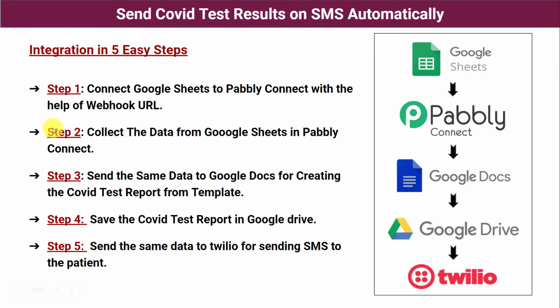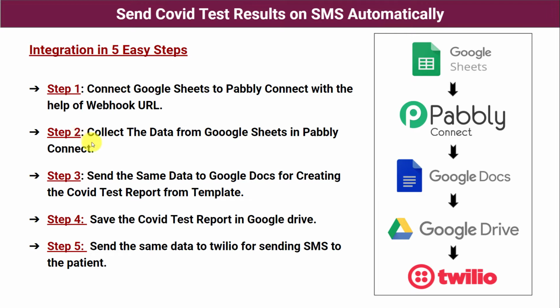So here the step 1 is, connect Google Sheets to Pabbly Connect with the help of webhook URL. Okay, so here first we need to log in into Pabbly Connect, and then we need to connect our Google Sheets with Pabbly Connect with the help of webhook URL. So this webhook URL is basically an address provided by Pabbly Connect. We have to copy the same and paste it into Google Sheets, and in this way our Google Sheets will get connected to Pabbly Connect.